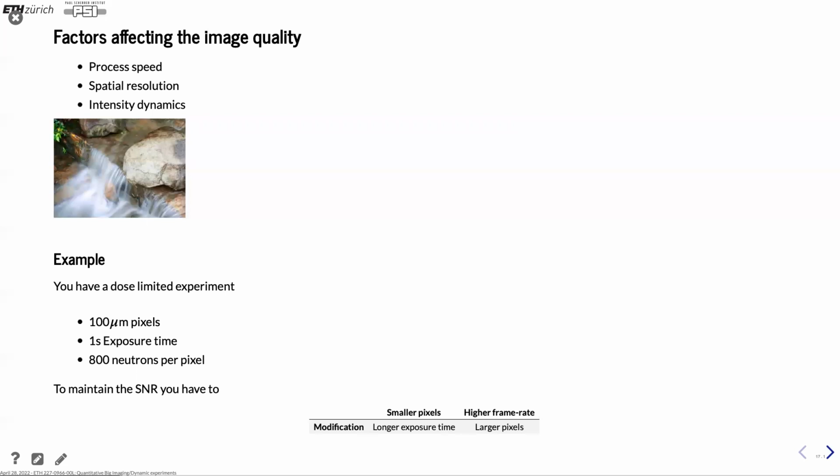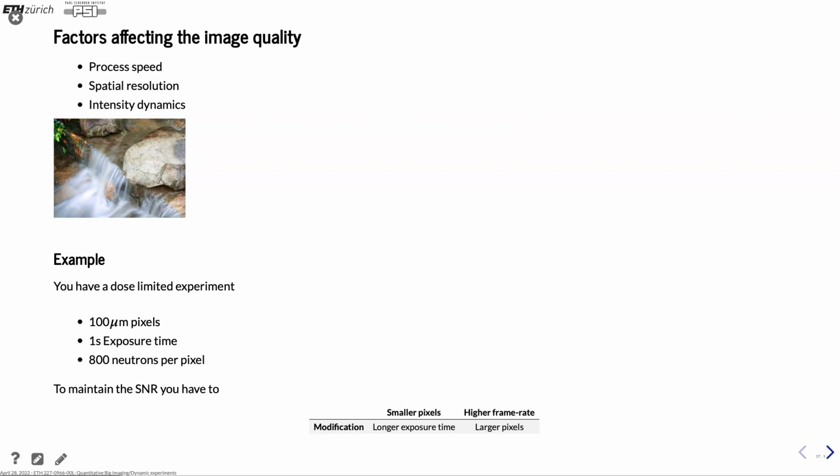When you start to do your images, then you have several factors that affect the image quality. One is, of course, the process speed and the spatial resolution. A further one is image intensity dynamics. How much intensity can you acquire in the time of the exposure? Just one example here: we have a dose-limited experiment. We have 100 micron pixels, 1 second exposure time, and at the flux I have at my beamline, we get approximately 800 neutrons per pixel.